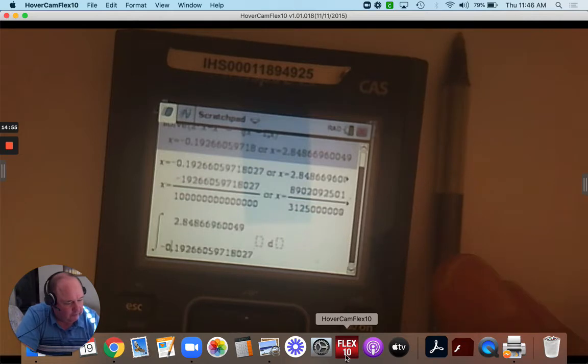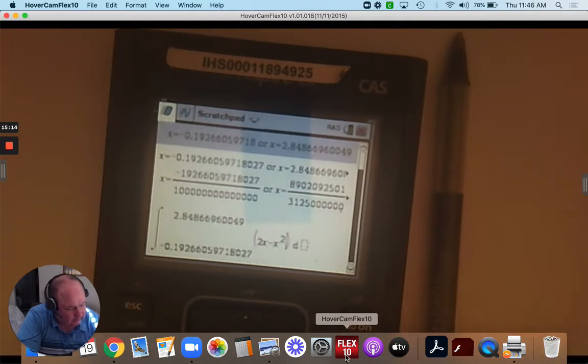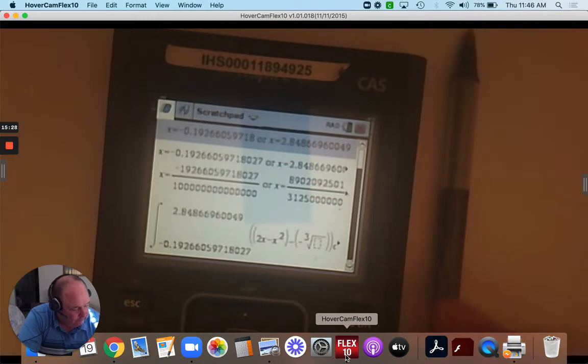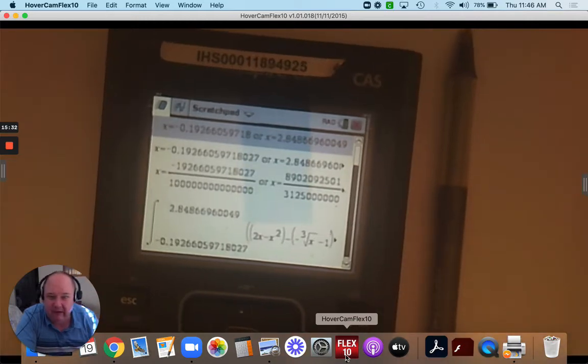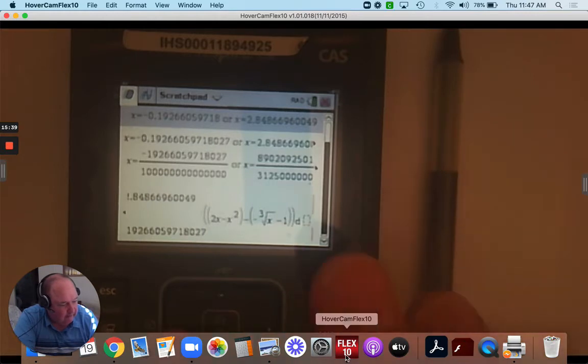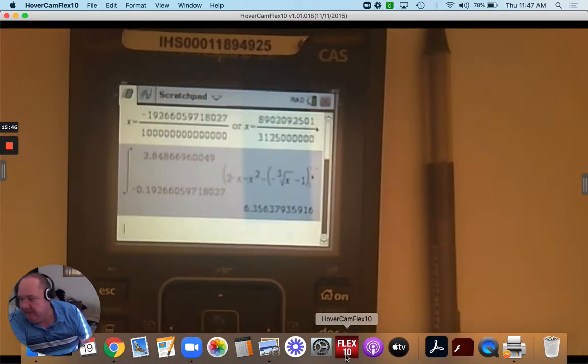So move the cursor to the box. And then we're going to type in parentheses, 2x subtract x squared, subtract parentheses, negative the cube root of x, move the cursor, subtract 1. Just double check, did you type it in correctly? All the signs are right, the radical sign, everything's typed in good. And then make sure at the end we're integrating with respect to x. That's all set up now. Control Enter, and you have your answer for the area.